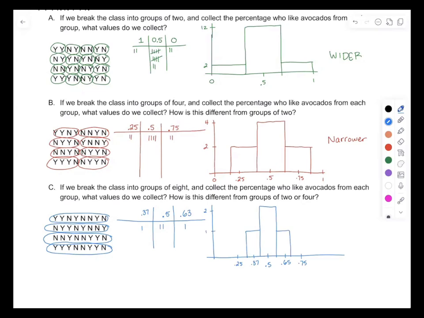Comparing this groups of 4 histogram to groups of 8 histogram, it's even more narrow. This is the narrowest so far. So as our groups get bigger, this is the key important idea here, okay? As our group size increases, then our distribution narrows. So as groups get bigger, the distribution gets smaller.